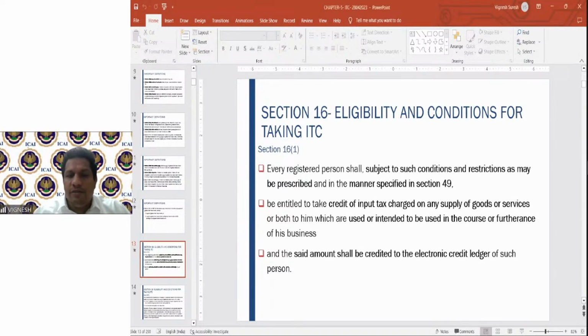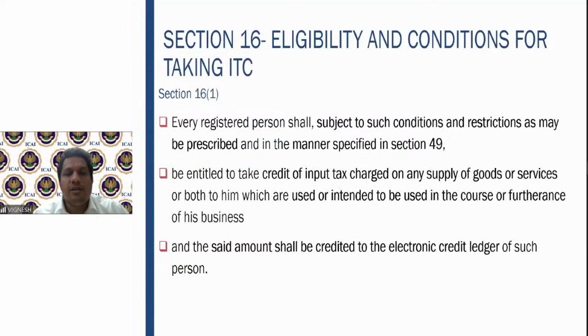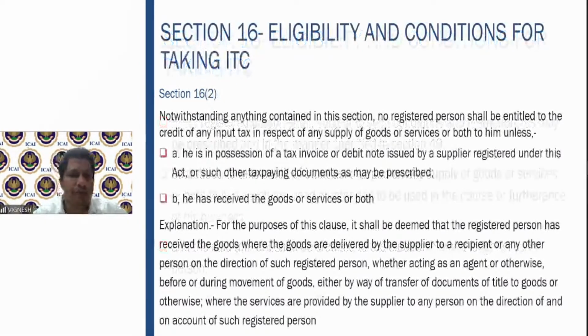Going forward, Section 16(1), as I told you, mentions the eligibility and conditions. Subject to the conditions and restrictions in the manner specified in Section 49, which we discussed, he can claim input tax credit on supply of goods and services intended to be used in the course or furtherance of the business. So on supply of goods and services which are used for the course or furtherance of the business, input tax credit can be taken.